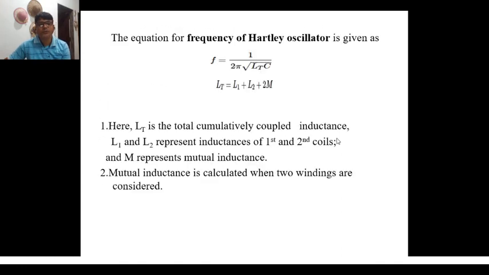The equation for the frequency of the Hartley oscillator is given by f equals 1 upon 2 pi square root of LT C, where LT is L1 plus L2 plus 2M, where LT is the total cumulative coupled inductance. L1, L2 represent the inductances of the first and second coil, and M represents mutual inductance. Mutual inductance is considered when two windings are present. C is the capacitance of the capacitor.